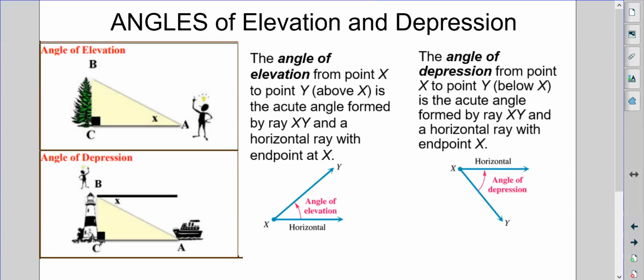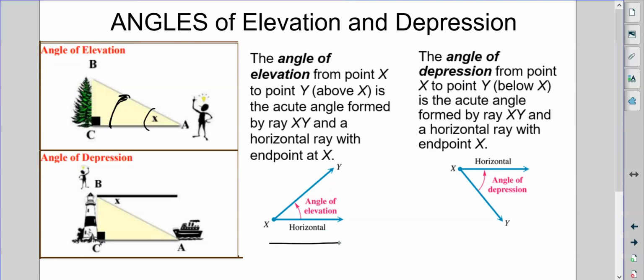Now, angles of elevation and depression. The angle of elevation is when you're looking at the top of something. If you imagine this being flat and opening up and raising until that line was, if you look at the base of the tree and raise your eyes, that angle there, that you raise your eyes from the ground to the top of the tree, that's the angle of elevation. You can see it right here.